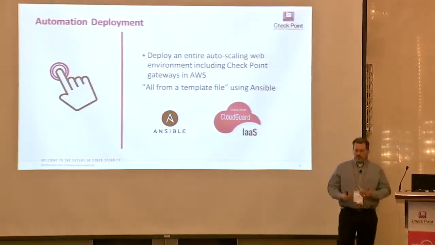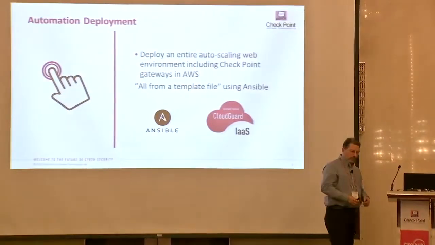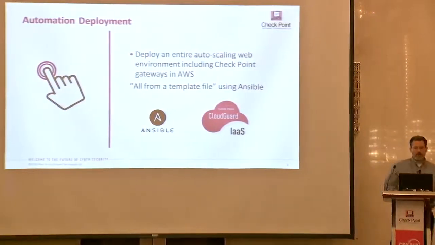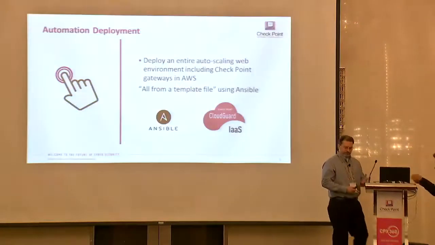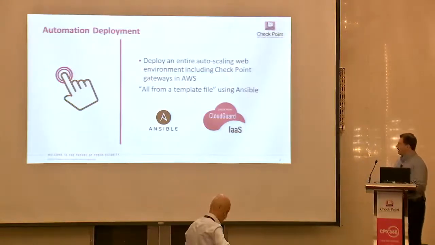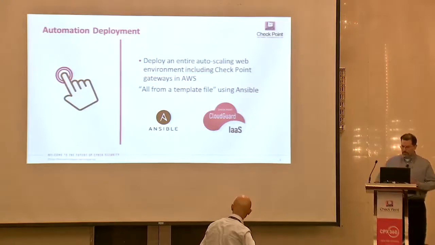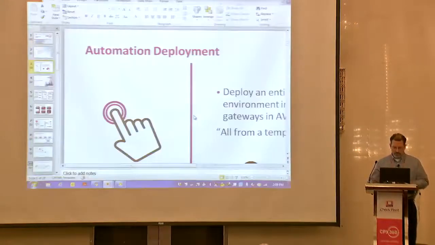The first thing I'm going to do is a deployment for an AWS deployment, or a full deployment. It's everything from an autoscale deployment of Check Point gateways, web servers, load balancers, VPCs, just about everything that you may want to do in a web environment. I'm going to do this all with Ansible, and I'm going to deploy some CloudGuard instances.